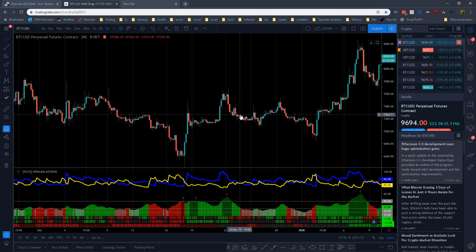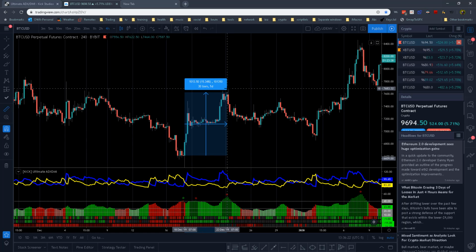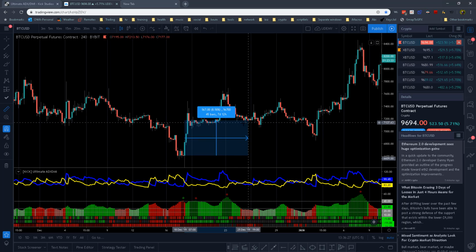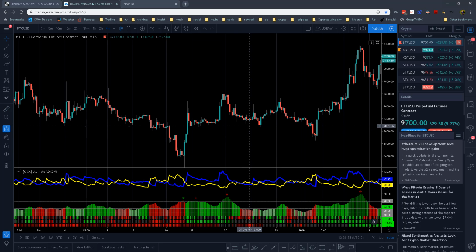And so, let's assume that you got in right here, this whole move would have been 16.3%, but if you waited all the way until they crossed again to get out, you gave up about 7% of that and only made 9%. Okay, so that's the DI lines.